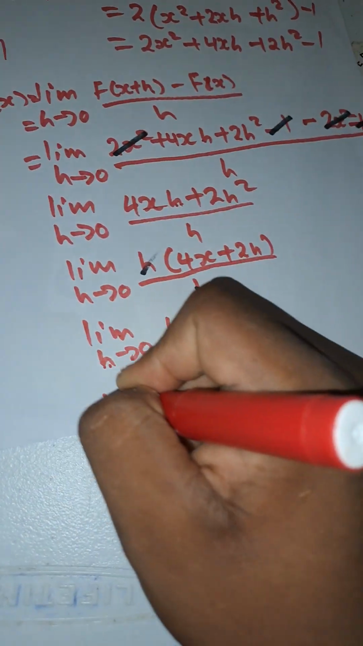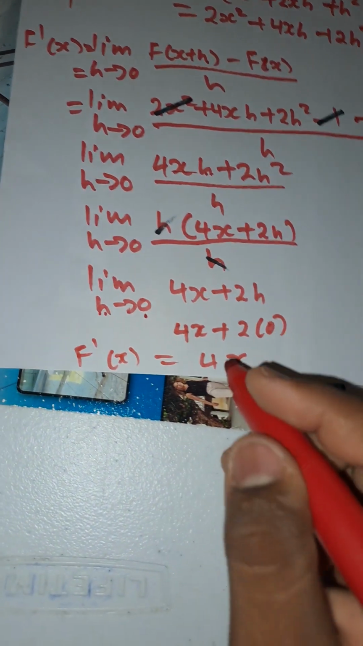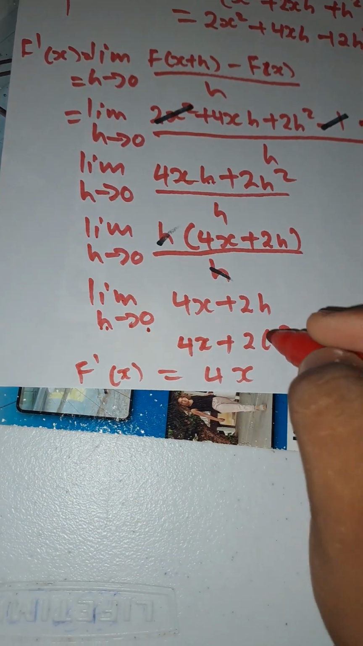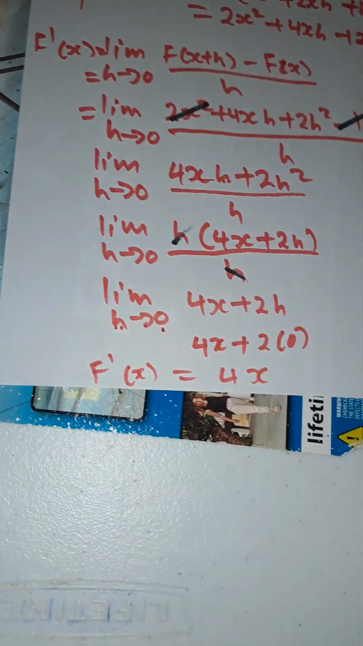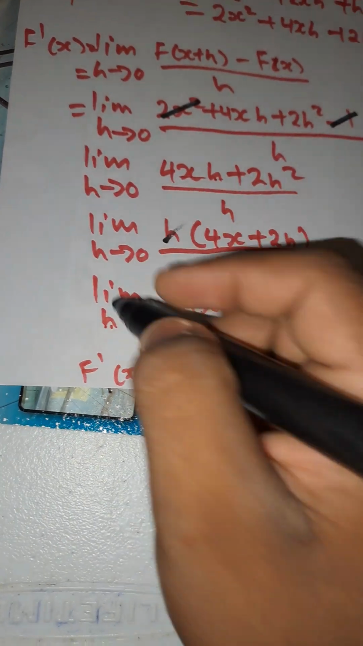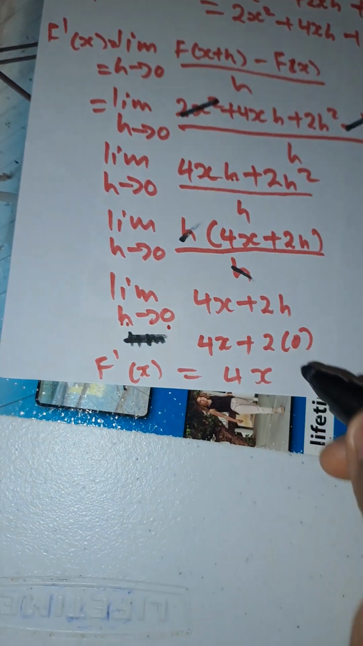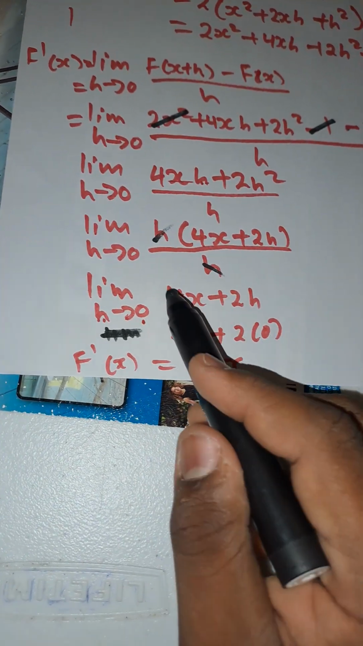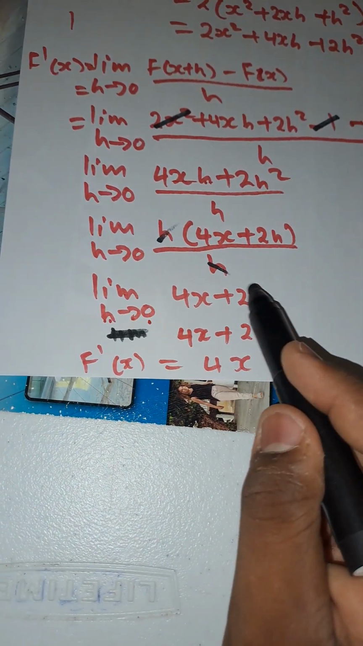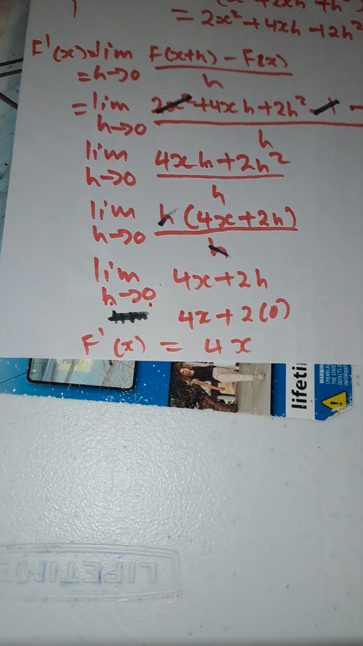So my, this thing, actually I forgot it, sorry, is equal to 4x. So where there is 0 here, you don't put the limit, because you already said that where there is h, I'm going to put 0, so you don't have to show us the limit here.